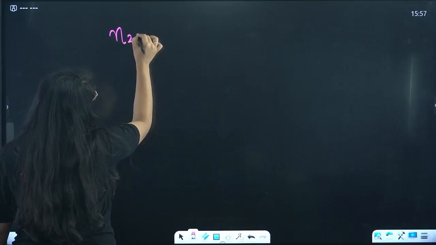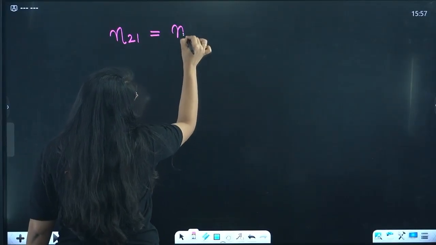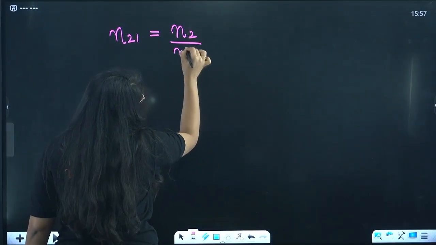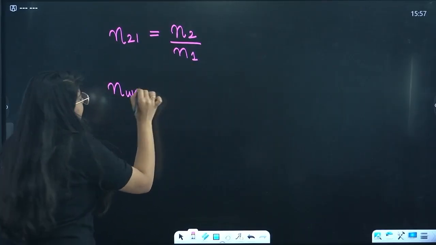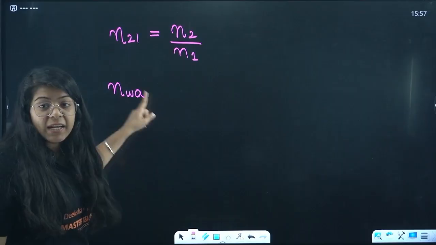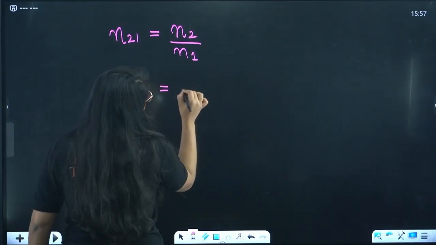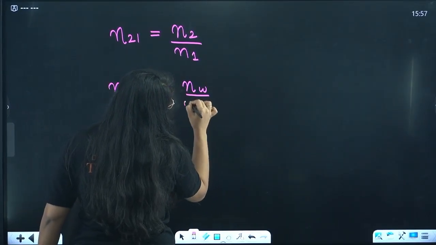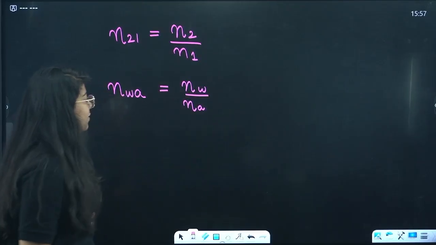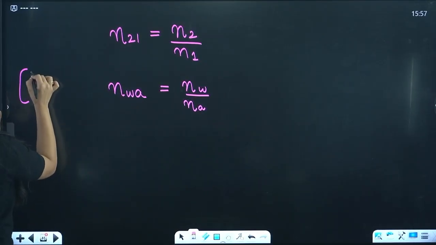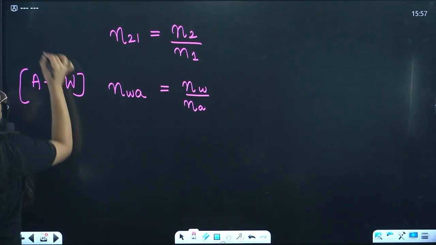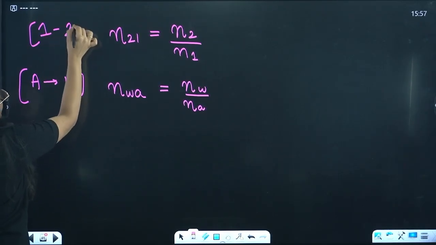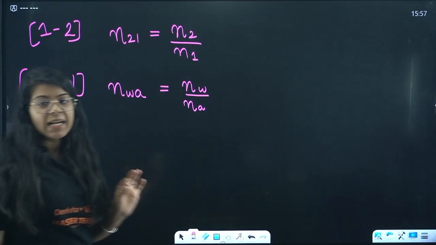Now how do you write this? Beta, you write it like this, n21. That means refractive index of medium 2 with respect to medium 1. Let's say refractive index of water with respect to air. That means light is going from air into the water. That means refractive index of water with respect to refractive index of air. And this means light is traveling from air into the water. It is going from the first medium to the second medium. That is what it means.